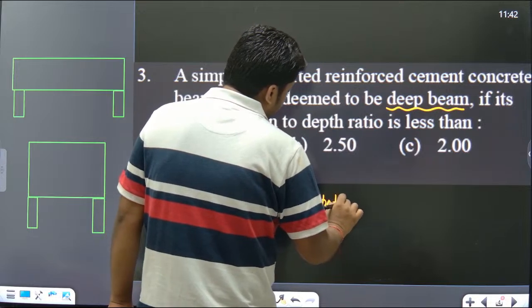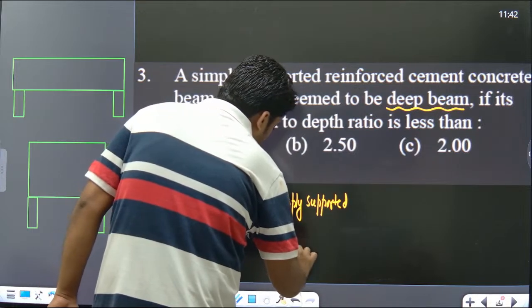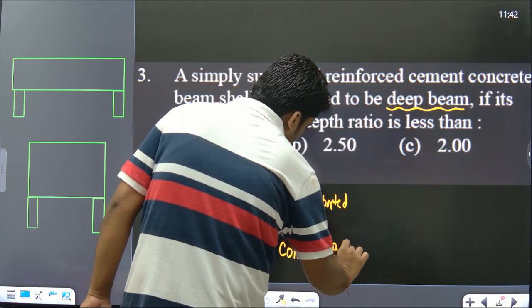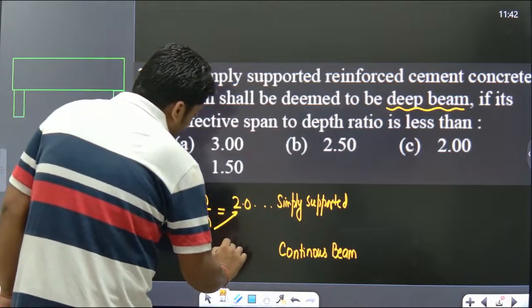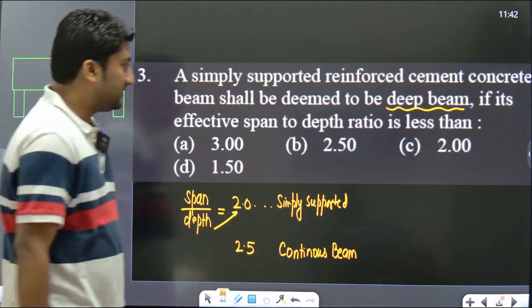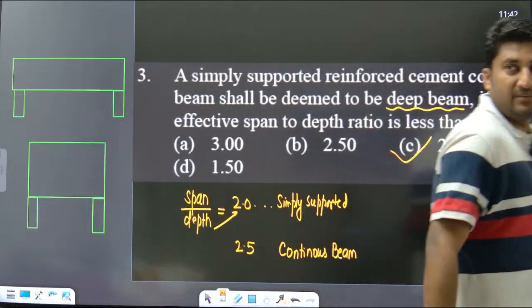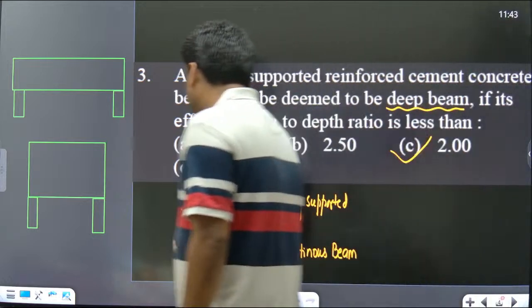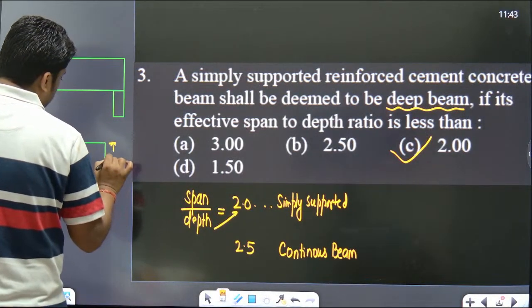For simply supported beam, it is 2, and for continuous beam, a beam is said to be deep beam when span by depth ratio is 2.5. So the correct answer will be option C. Understood? The correct answer is option C. Now please remember, this depth is overall depth. Here the depth is overall depth. Understood everyone?